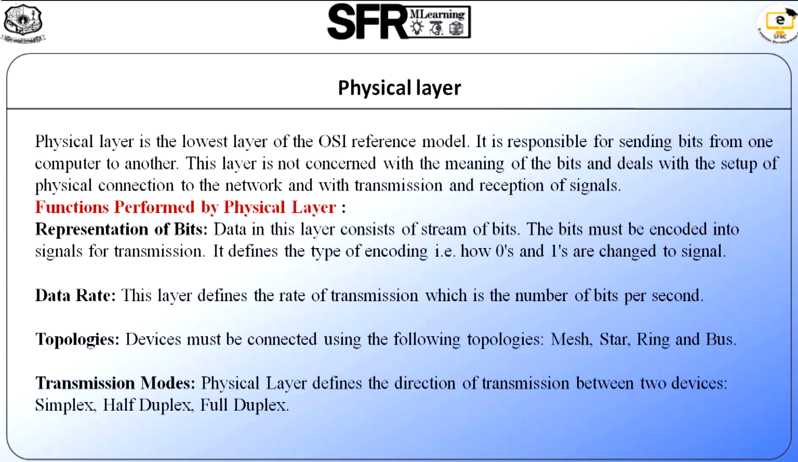Simplex means only the sender can send data. Half duplex means the sender can send data and the receiver can receive data, but at one time only one of them. Full duplex means the sender can send data and the receiver can receive data at the same time, simultaneously. So overall, the physical layer is mostly concerned with transferring raw bits, that means zeros and ones, to another host.